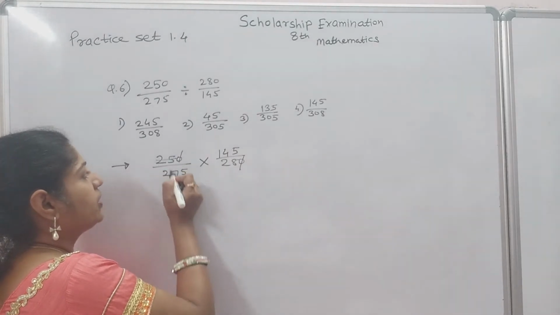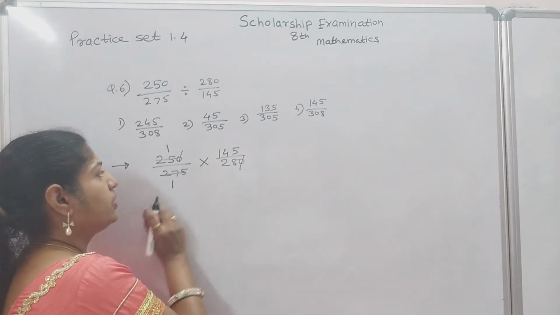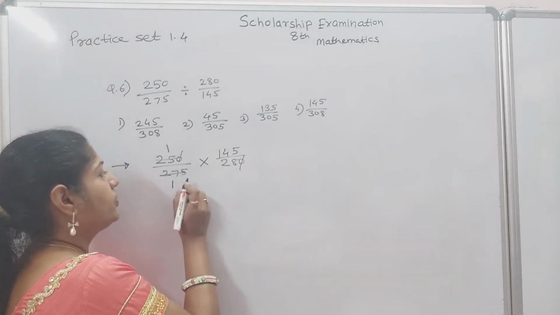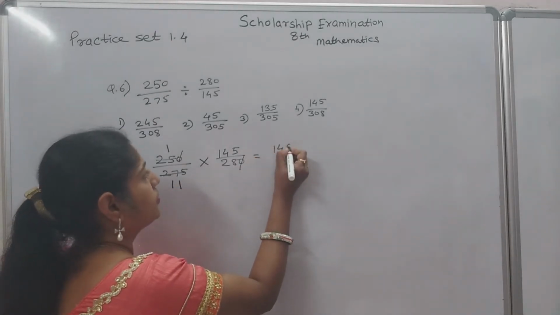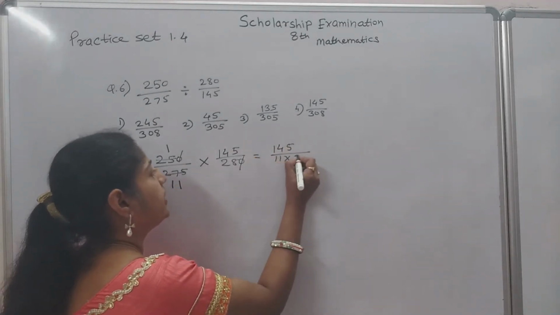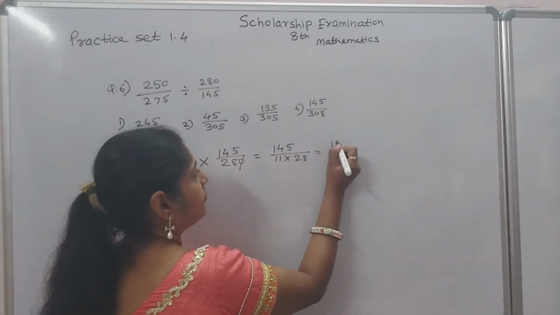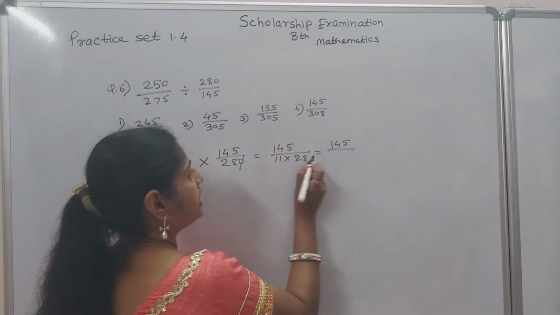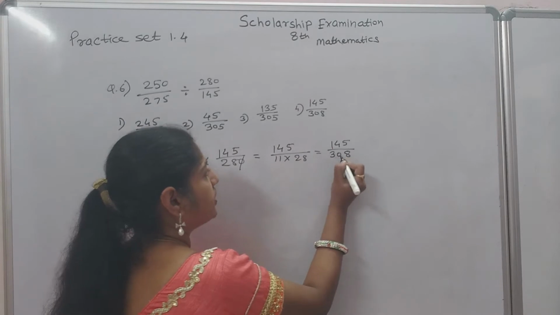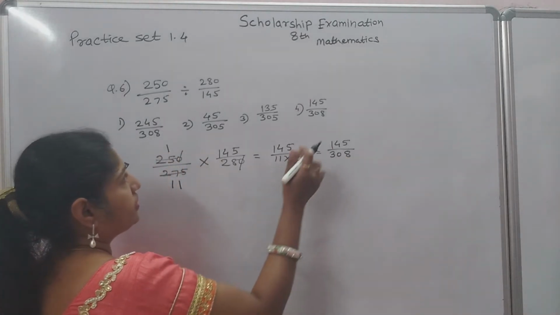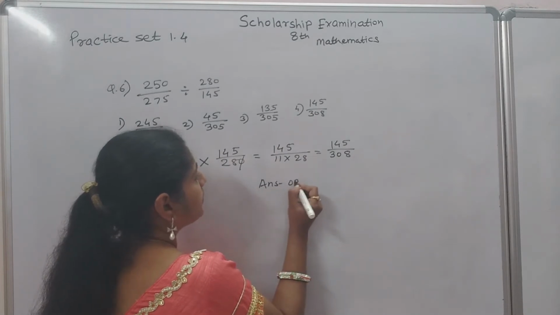25 divide 25. 25 ones are 25. 25 ones are 25. Remainder is 2. Again take the 5. 25 ones are 25. 145 upon 11 into 28. Then 145 upon, multiply this, 11 8s are 88, 11 2s are 22, plus 8, 308. So our answer is 145 upon 308. Answer is option number 4.